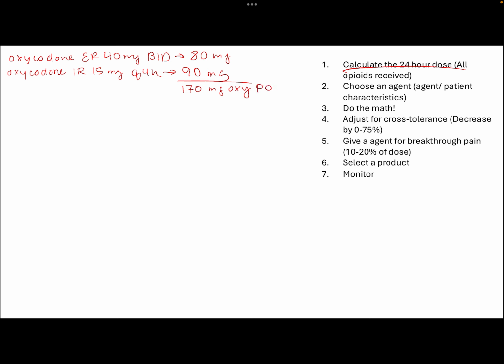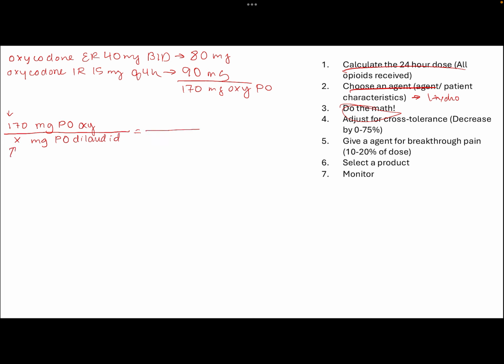So next we have to set up our conversion. So we know what our choosing our agent is because we're going to go to hydromorphone. So now it's just time to do the math. So we're going to start out with our value here. So our total daily dose goes here, 170 milligrams of PO oxy. And then down here at the bottom is going to be X milligrams of PO dilaudid, or hydromorphone. You can see here that this is always where we put our X.